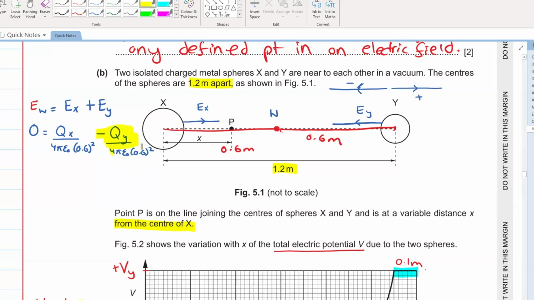Let's take this entire term to the left hand side. इसको लेफ्ट हैंड साइड पे ले जाते हैं. QY 4 पाई ε₀ 0.6 whole square is equal to QX 4 पाई ε₀ 0.6 whole square. कुछ रियलाइज कर सकते हो? ये डिनोमिनेटर्स कैंसिल हो जाएंगे. Charge at y will be equal to the charge at x.